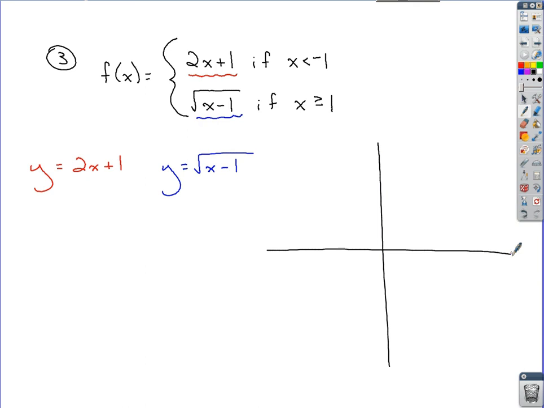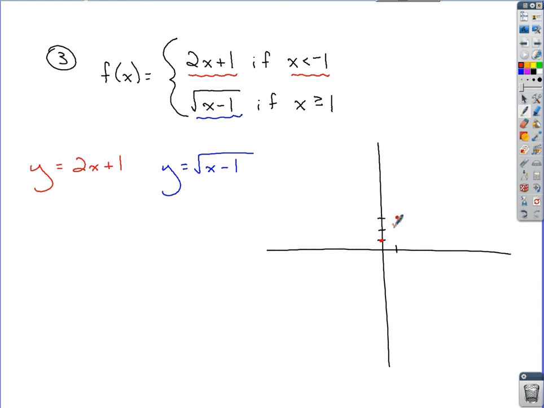Y equals 2x plus 1, we know that's linear. So we're going to have a y-intercept at 1 and a slope of 2. However, we also know that we only want the graph of that line when everything is less than negative 1, right? So if I throw a couple of key points in here just to start with, y equals 2x plus 1. I mentioned the y-intercept being at 1, and then the slope, we go up 2 over 1, right? So right now I know I've got a line going through basically these points right here.